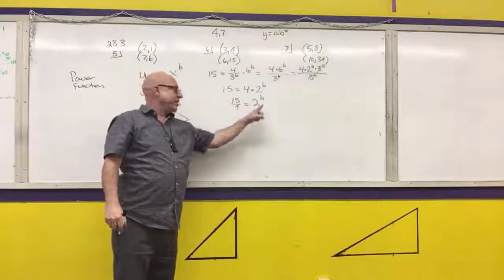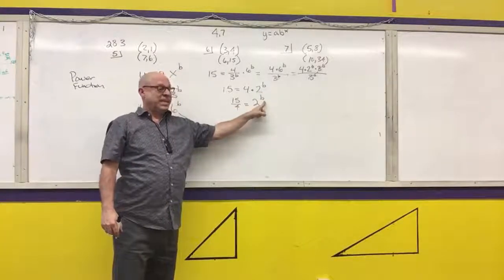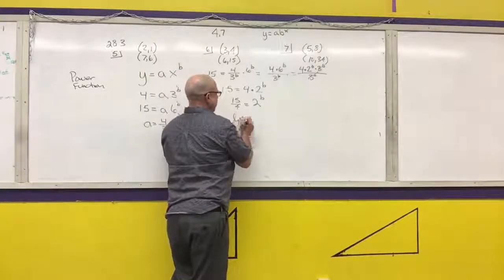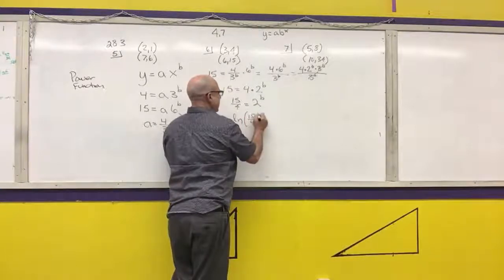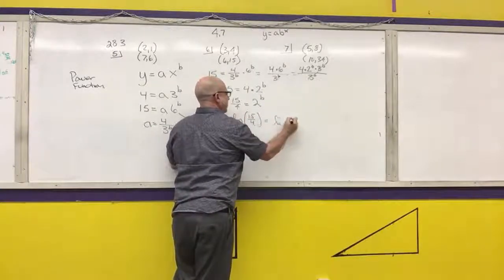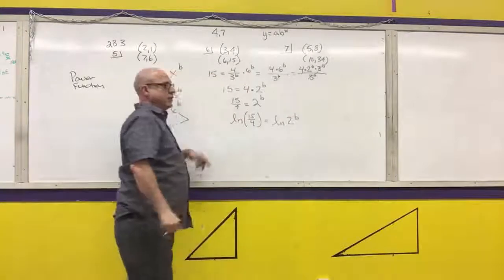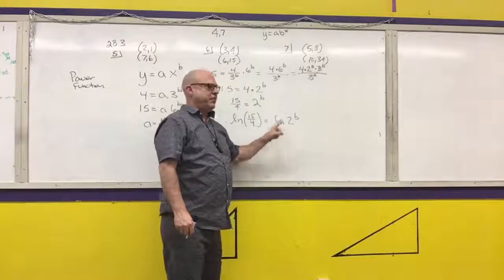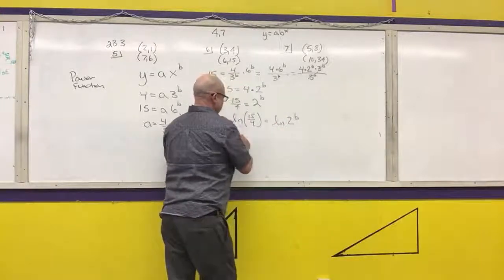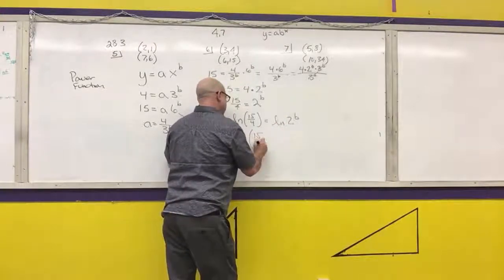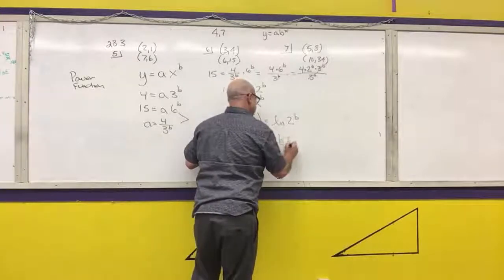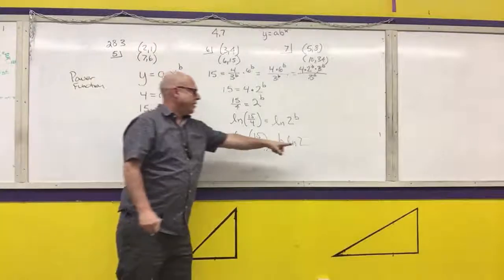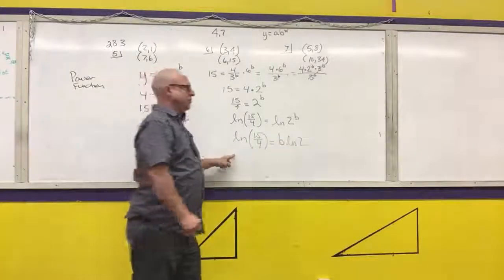I need to be able to get to that exponent. The way to get to exponents is by taking logarithms of both sides. Taking the natural log of 15/4 equals the natural log of 2 to the b. If I have a logarithm with powers, that means I can bring the power down in front. And to get b by itself, I divide both sides by the natural log of 2.